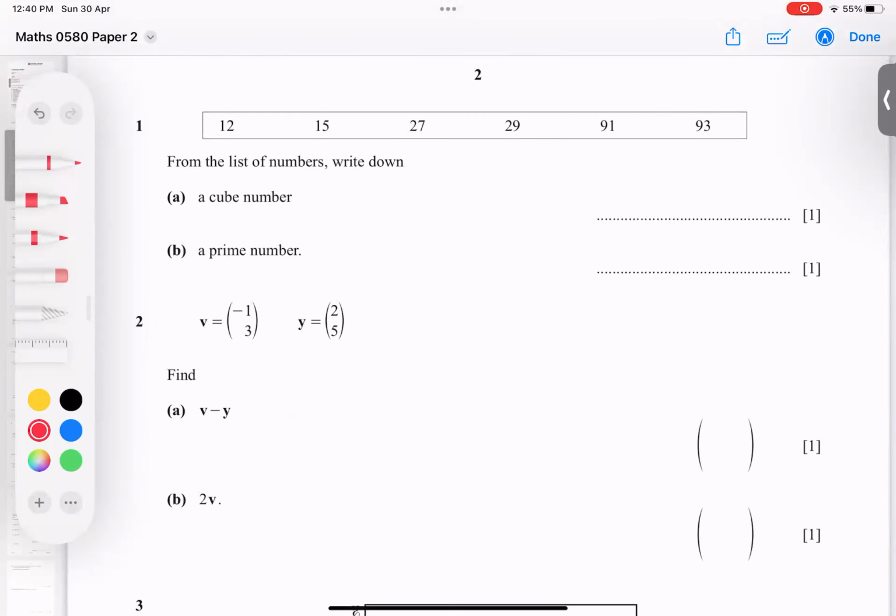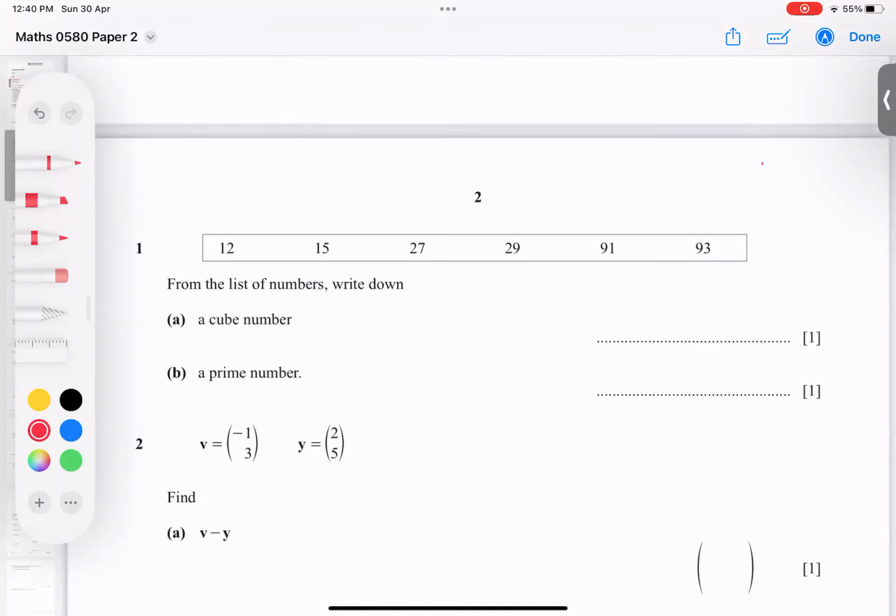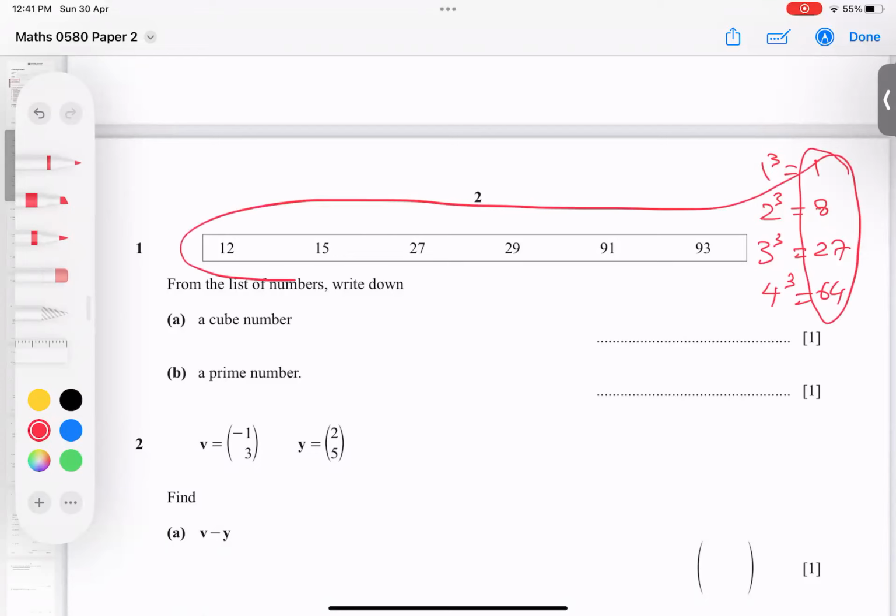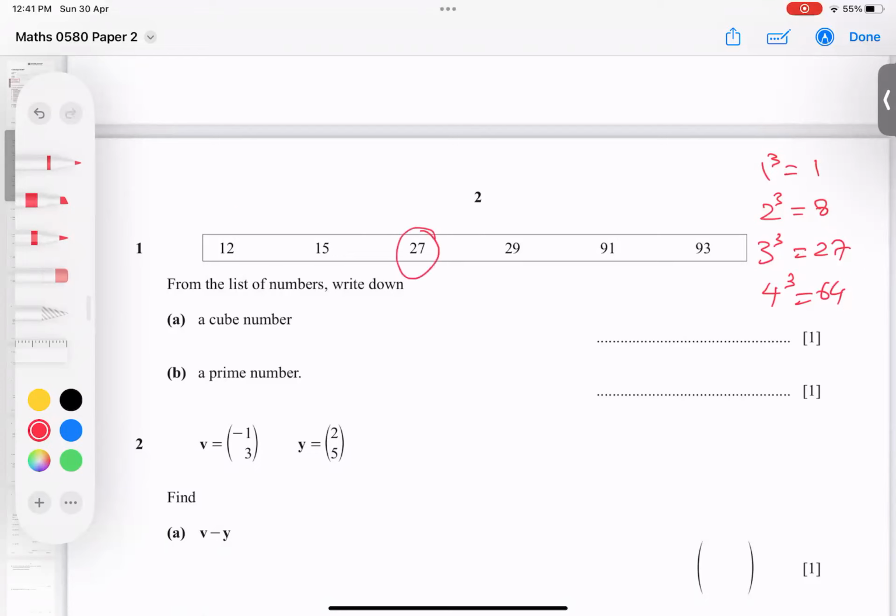From the list of the numbers, write down cube numbers. Cube number definition, you must know it. 1 to the power 3 means 1 into 1 into 1 is 1. 2 to the power 3 means 2 times 2 into 2, 8. 3 to the power 3 means 3 multiplied 3 times, giving 27. And 4 to the power 3 is 64. I hope it's clear. These numbers are called cube numbers. 27 is a cube number, and no other number here is a cube number. So the cube number is 27.